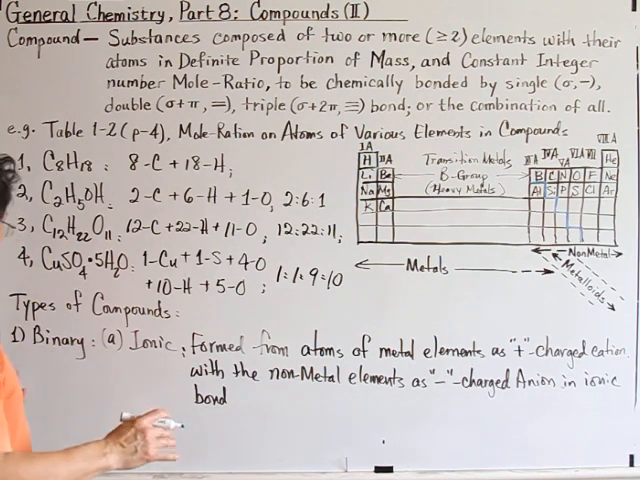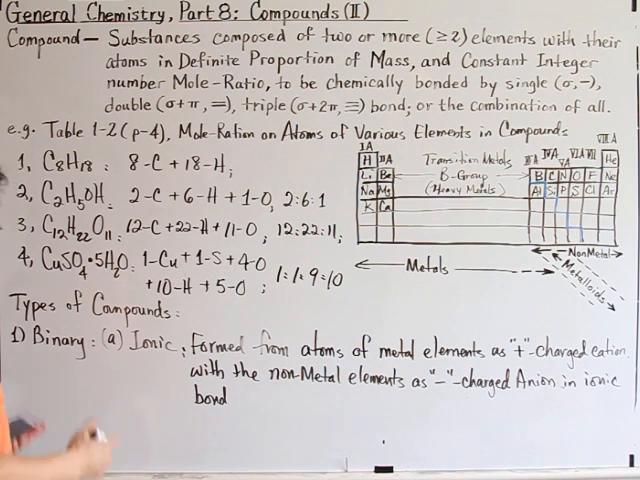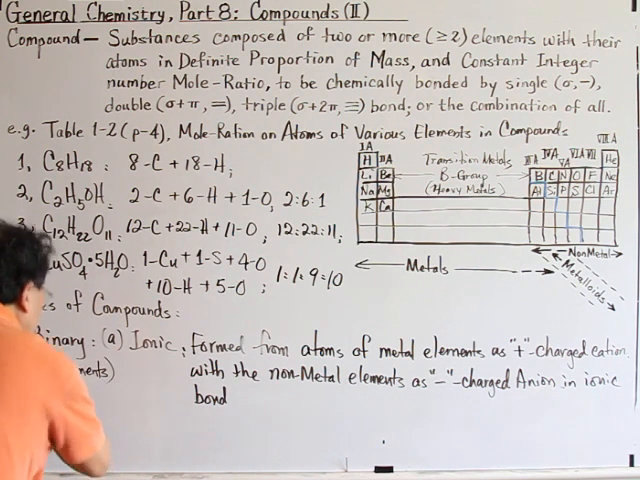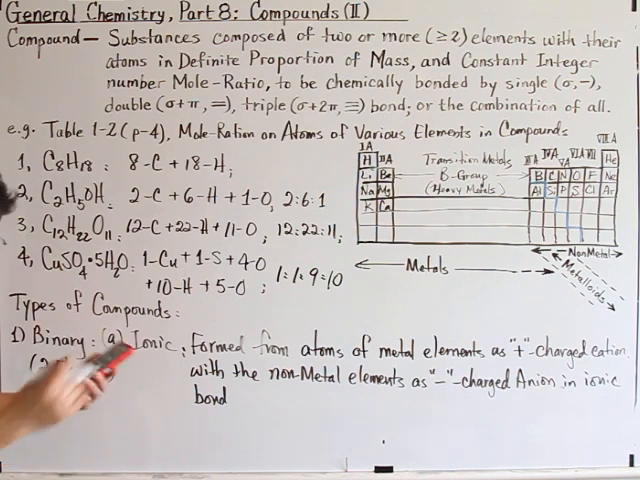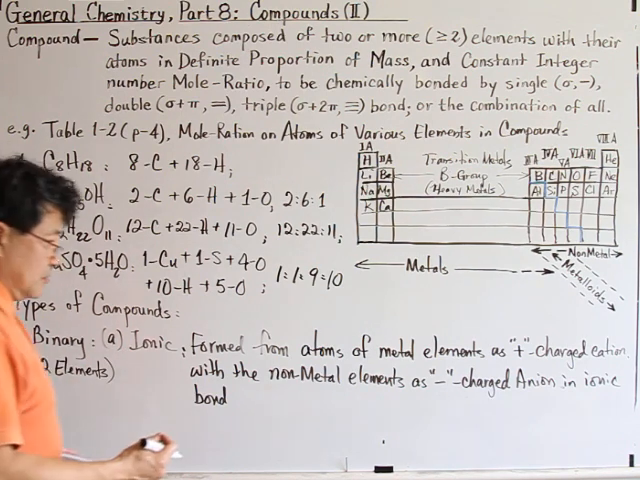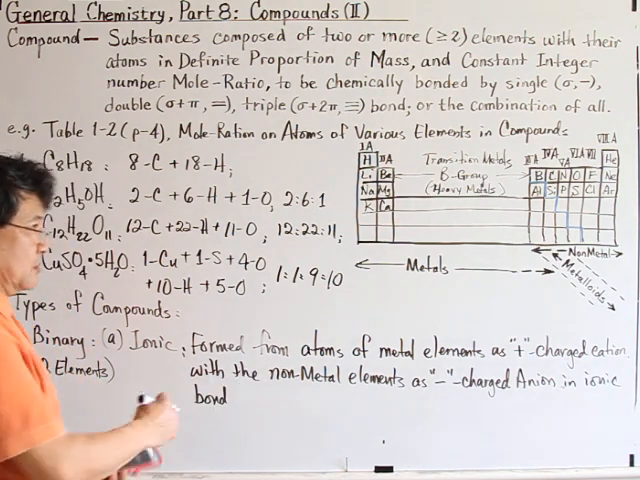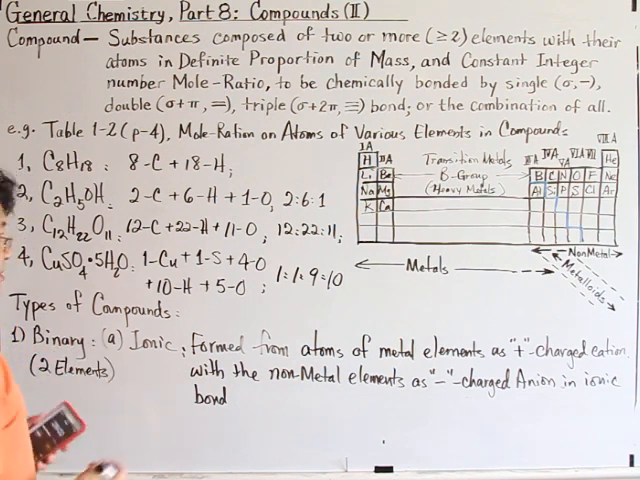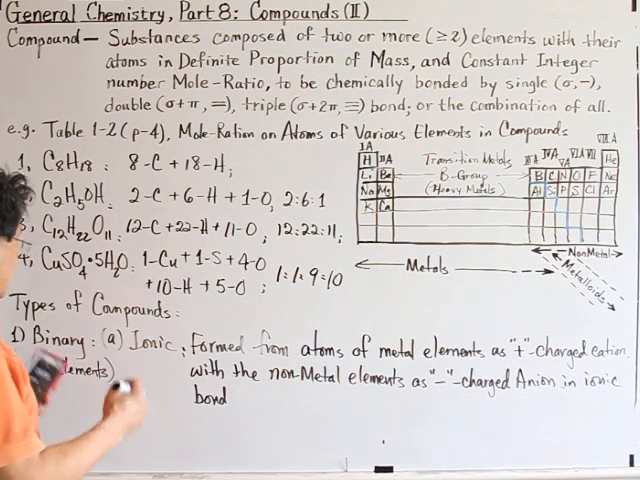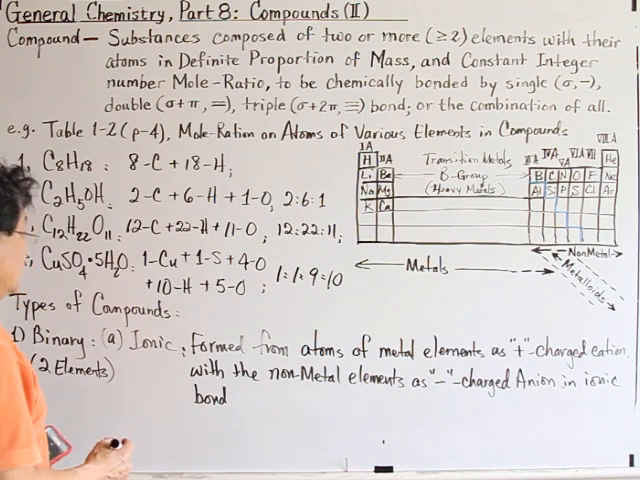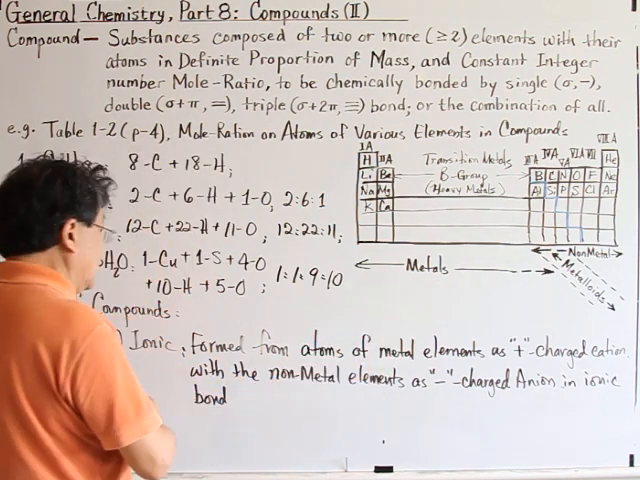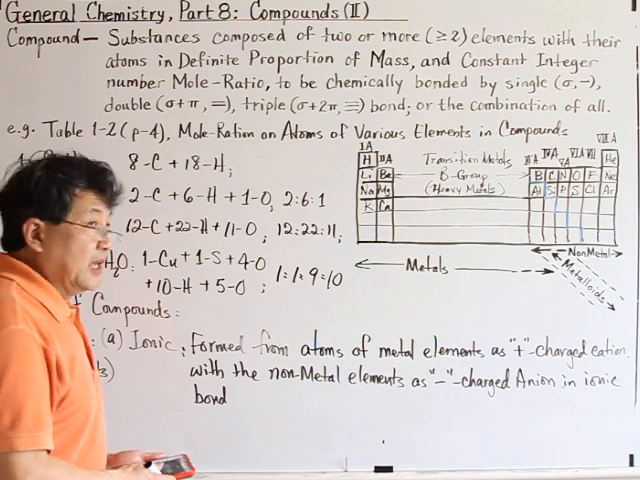First type of compound we call binary compound, which means 2 elements involved, and have multiple numbers of atoms. Could be just 1 to 1, could be 2 to 1, 2 to 3. Depends on the compound, right? Then within this binary compound, we have the first subtype called ionic, formed by cation and anion, between the metal elements as cation and the non-metal elements as anion, right?